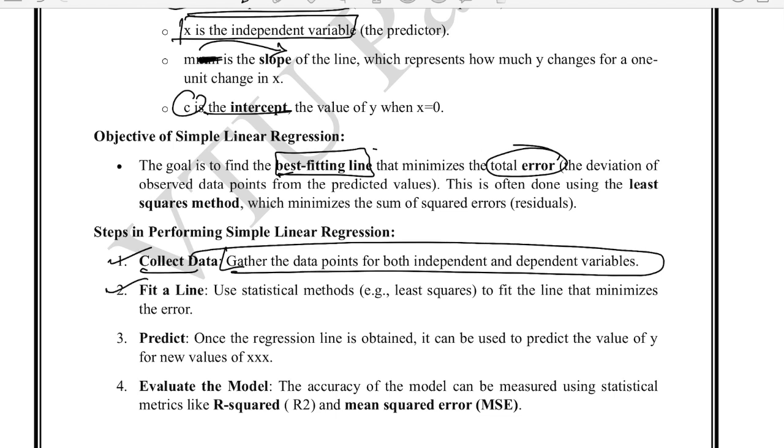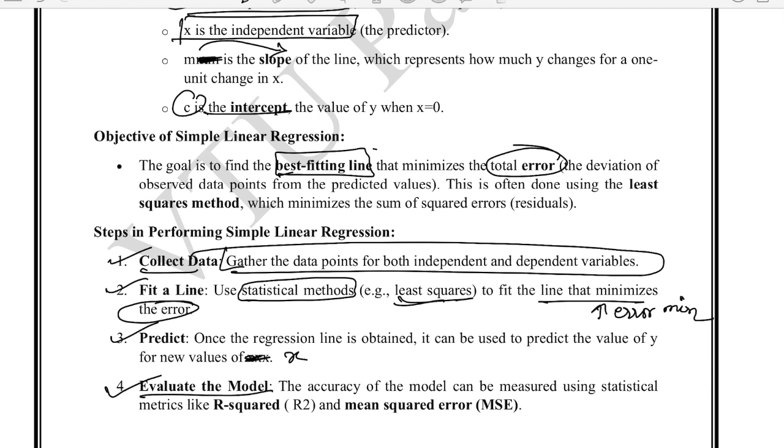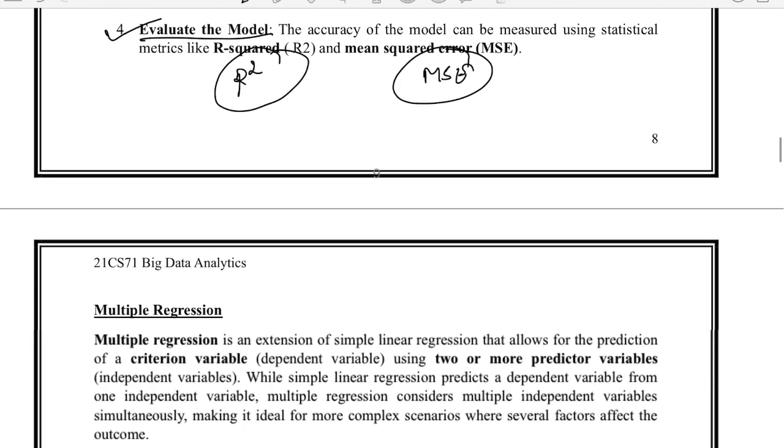Then you fit a line. Use statistical methods like least square method to fit the line that minimizes the error, because at the end, my error should be minimum. Then we have predict. Once the regression line is obtained, we can predict the value of y using the value of x. Then evaluate the model. How will you evaluate the model? By using R square method as well as mean square error. Okay, done.